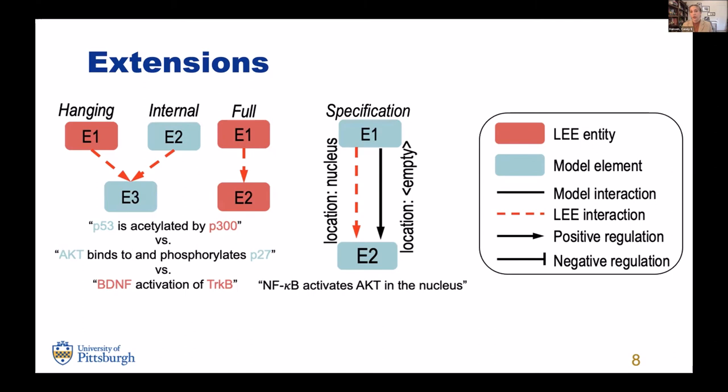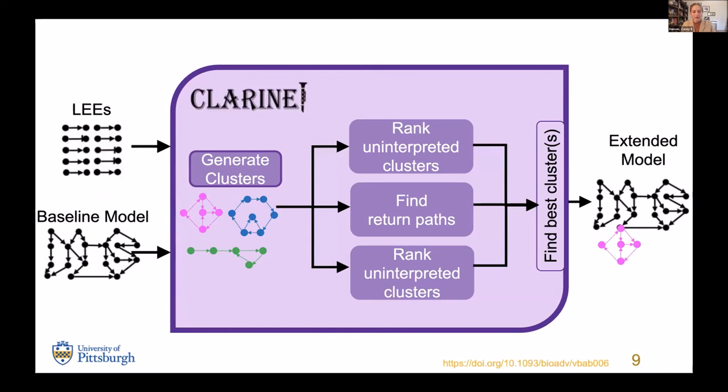And then finally, as you've already seen, we have clarinet. And clarinet takes a baseline model, kind of repeating a little of Yasmine's talk. It takes a baseline model and a set of LEEs, and from that looks not only at how the LEEs relate to the model, but how they relate to each other. And then from this, we get those interpreted clusters, and then the user can use them to extend the baseline model. So instead of having to consider the usefulness of an individual LEE, clarinet considers the usefulness of groups of LEEs.